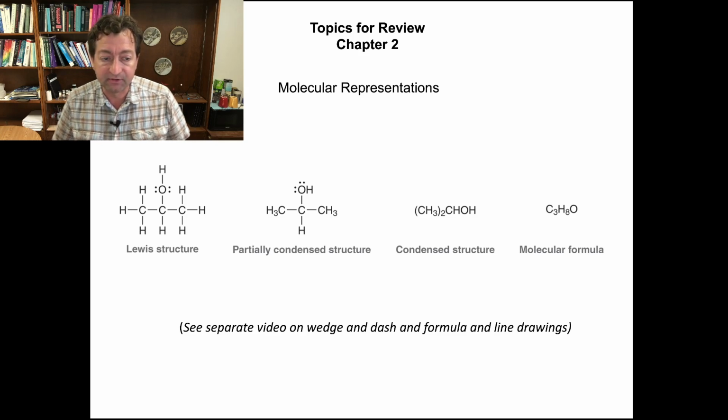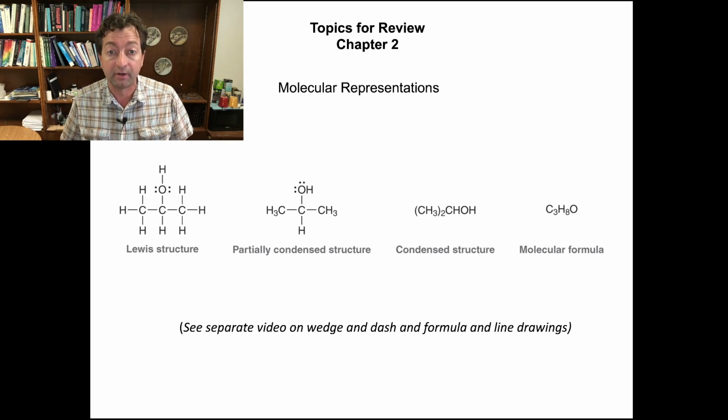And in that chapter, it talks a little bit about how we go from a Lewis structure, which is what we build up in general chemistry, to these partially condensed structures, and then ultimately molecular formulas. And there is a separate video that we'll post that I'll refer you to on wedge and dash formula and line drawings, in a little bit more detail about how we represent chemical structures in organic chemistry. So these types of representations of molecules are just different ways of representing either the chemical formula or molecular formula or some partial structural information about the molecule that we're looking at.